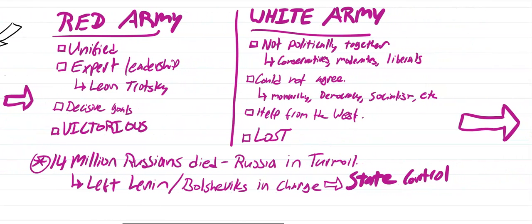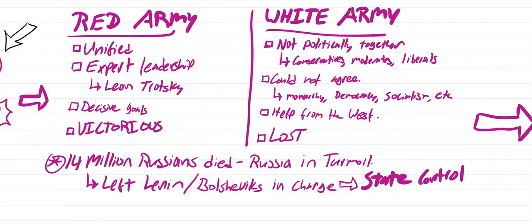So the Red Army, here's a chart. I kind of drew out this chart to show a breakdown between the two groups. The Red Army was unified. It was just the Bolsheviks. They had expert leadership under Leon Trotsky. They were very decisive in their goals, and they were victorious a lot. The White Army was not politically together because of how many different kinds of people were a part of it, and because of that, they could not agree on what they wanted and what the goals of their movement was. They also received help from the West, including the United States, and they lost the war. And the Bolsheviks came to power.